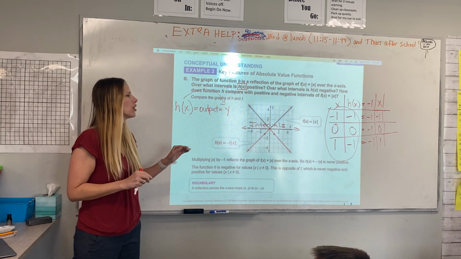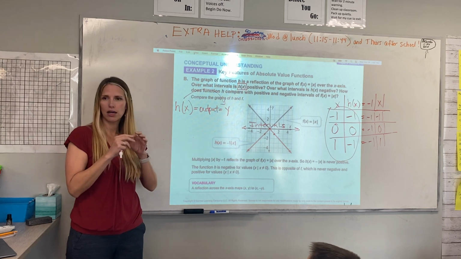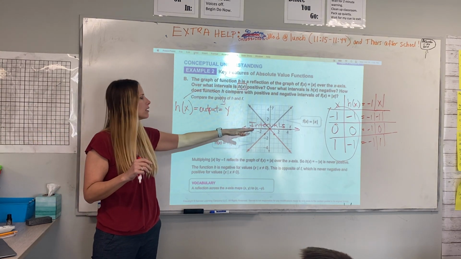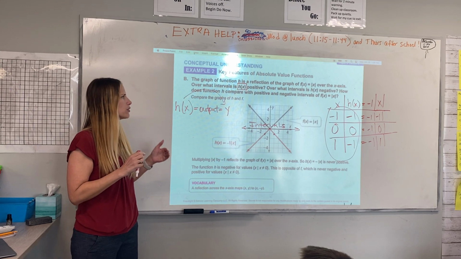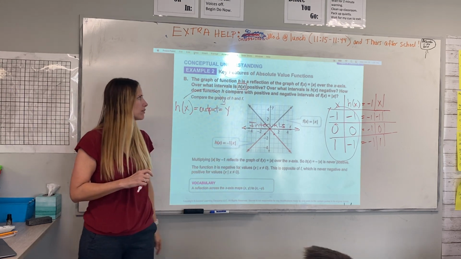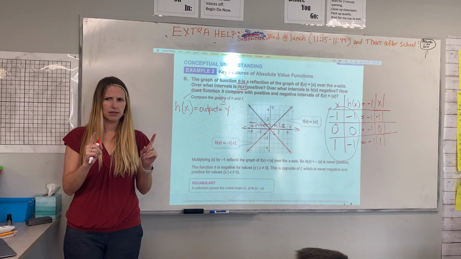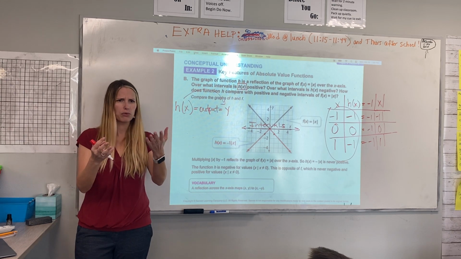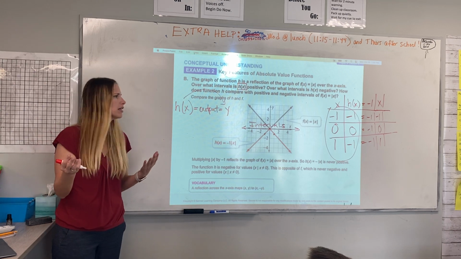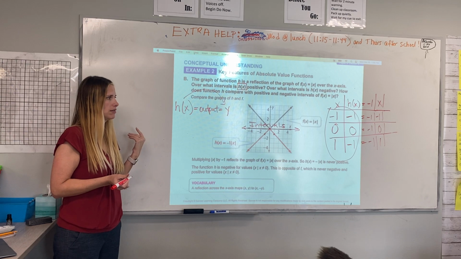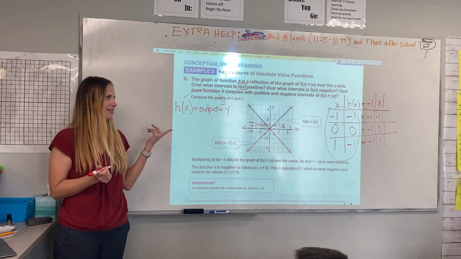Okay. So, we're looking at the intervals across our x-axis and seeing what y values will be positive. Somebody already said it. None. Right? Over what x intervals? Over none of them, because it's never positive.